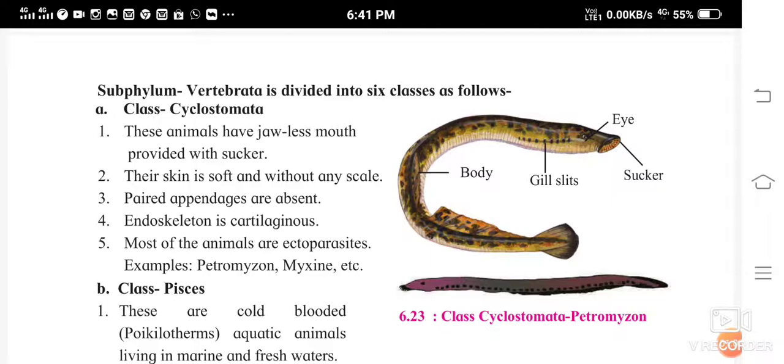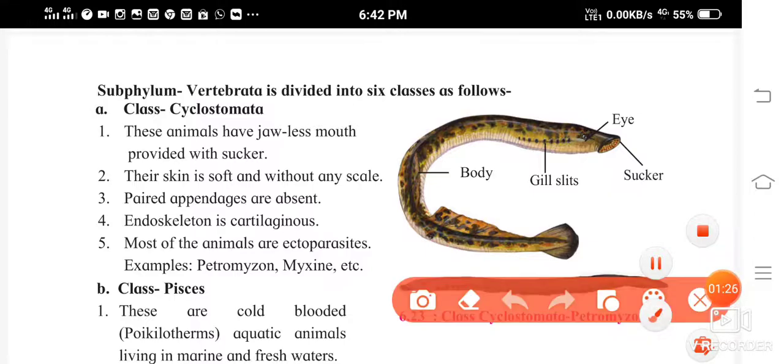Now the first class is Cyclostomata. These animals have a jawless mouth provided with a sucker. So they do not have any jaw, and their mouth is provided with a sucker, you can see over here, so that it can suck. Their skin is soft. So how is the skin? It is very soft and without any scales on it. So they do not have any scales on their body.